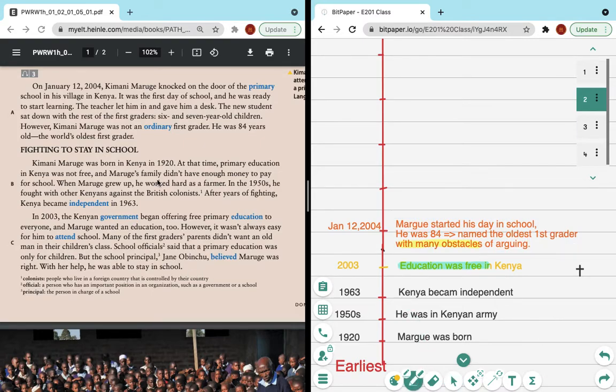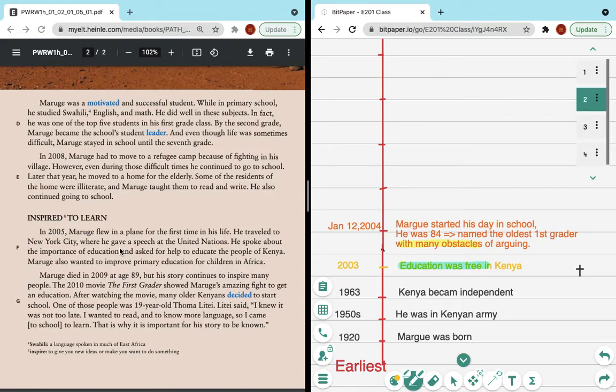All right, moving on. Now, come on, paragraph D. What does it talk about? And we can see top 5 students, student leader, and stay in school until the 7th grade.